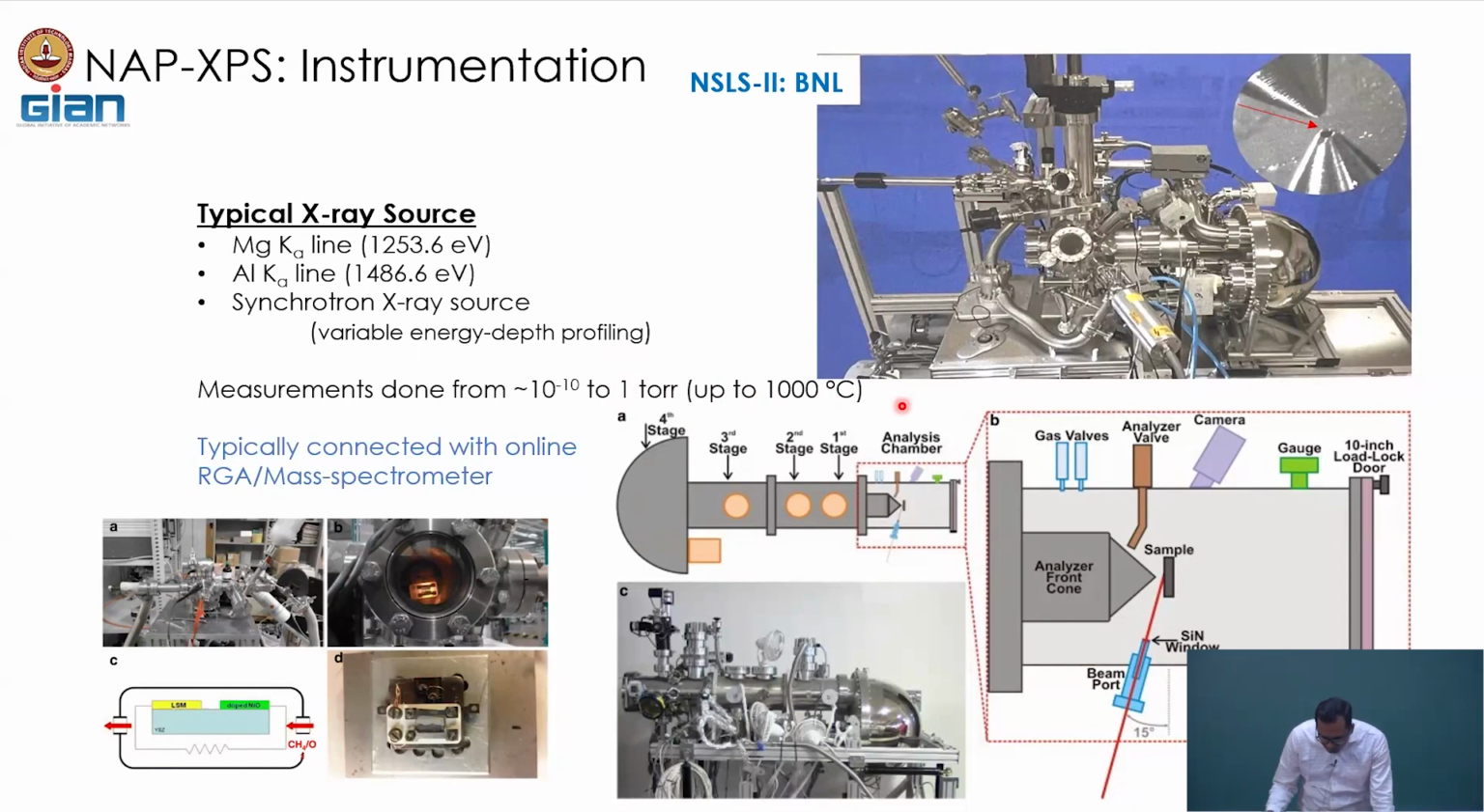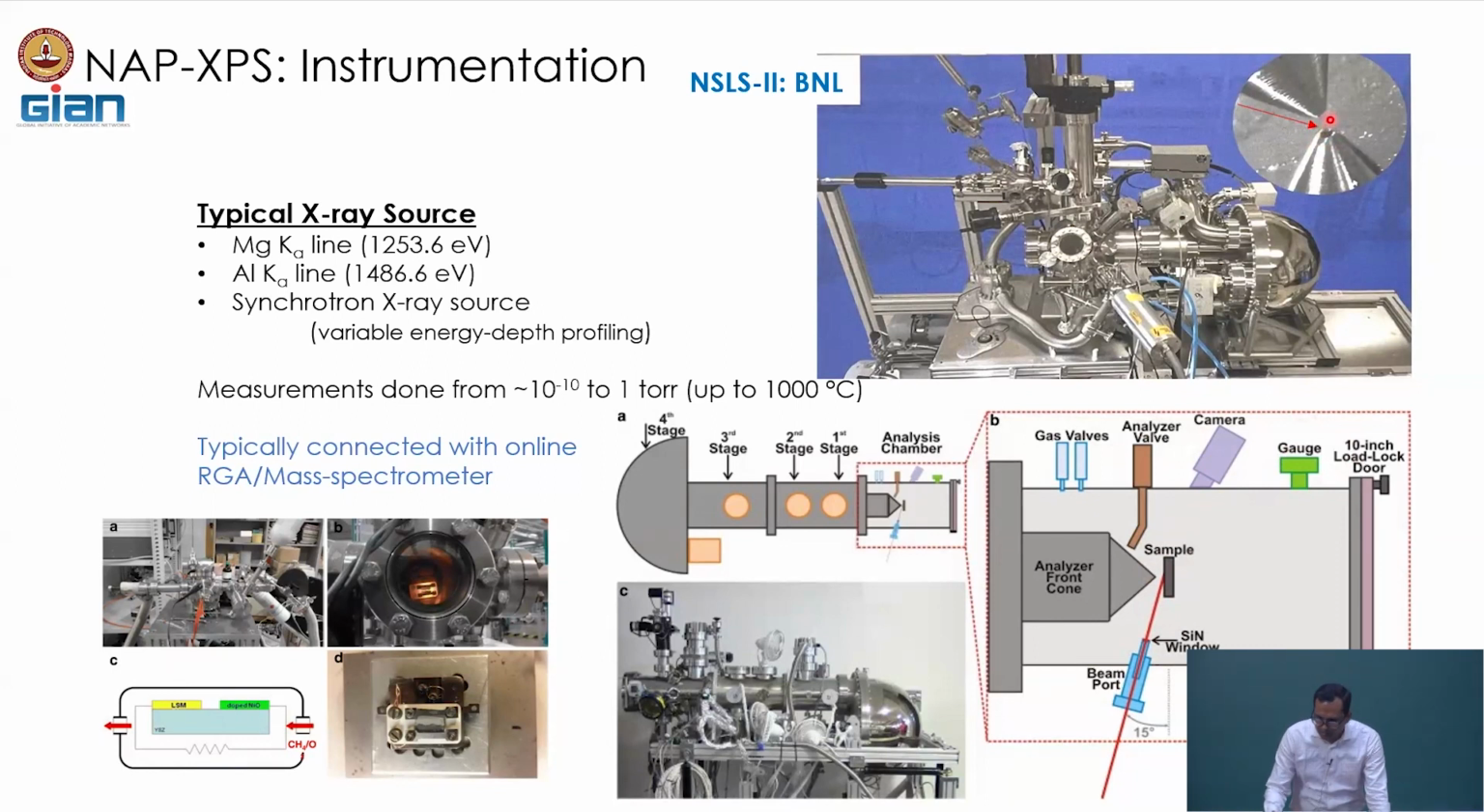And this is one diagram for the NAP XPS, where you can see the chamber where the sample is kept, and this is enlarged here, and you can see the sample is here. You have the beam of X-rays coming in, and you have the gas valves, the gauges and everything that is taking out the gas, and this tip is really small, which is enlarged here. These are a couple of hundreds of microns, so sub-millimeter region.